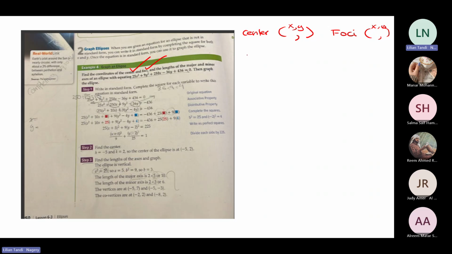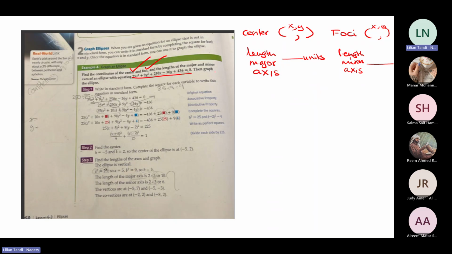Find the length of the major and the minor axis. The length of major should be only one number, something units. And the length of minor axis. Axis, axis, axis. And here axis. Okay. All right. And this is your equation.